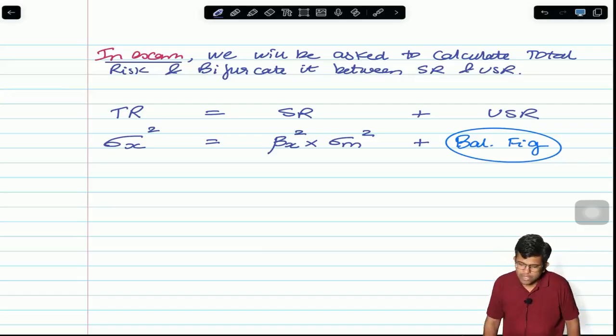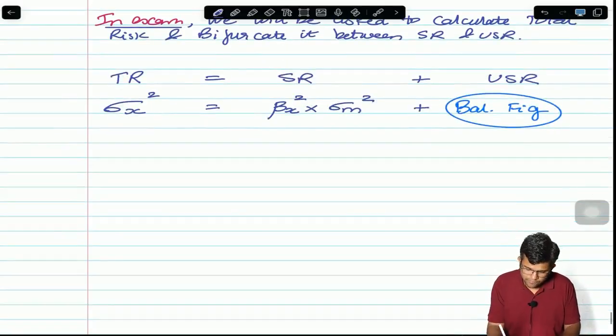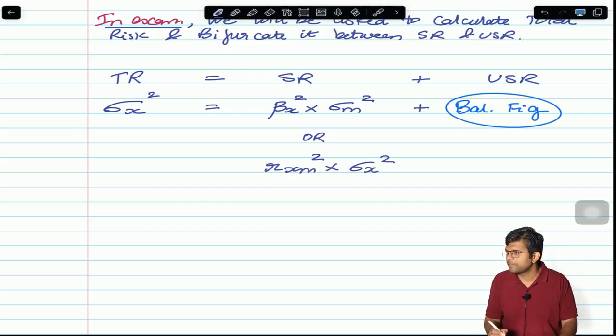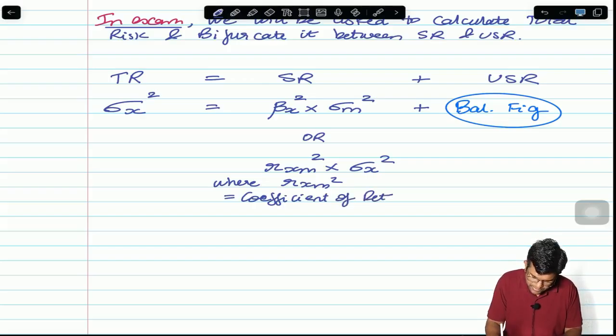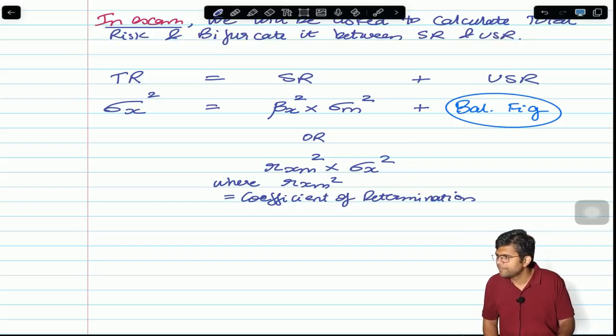All done? So now in exam, how to crack this? Very simple. See. So do you realize only two steps you have to do? One is find the TR, other is find the SR. Can I say USR will be a balancing figure? Everybody clear, na? USR will be a balancing figure. By the way, for SR, there is one more formula in statistics. RXM square into sigma x square. Where RXM square is coefficient of determination. Have you heard of this term ever? COD, R square. No problem, I'll explain.